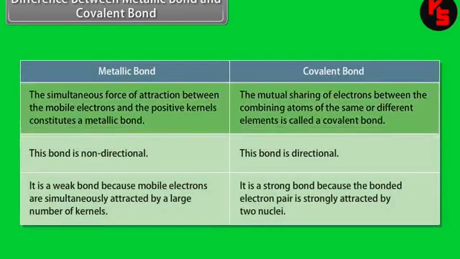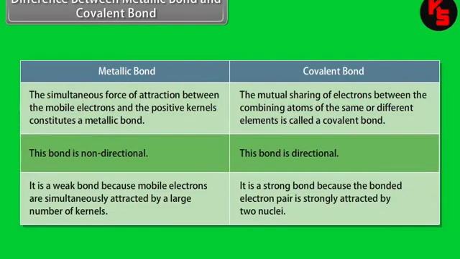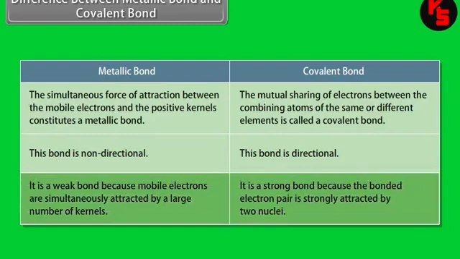Difference between metallic bond and covalent bond. The simultaneous force of attraction between the mobile electrons and the positive kernels constitutes a metallic bond, whereas the mutual sharing of electrons between the combining atoms of the same or different elements is called a covalent bond. Metallic bond is a non-directional, whereas covalent bond is directional. Metallic bond is a weak bond because mobile electrons are simultaneously attracted by a large number of kernels, whereas covalent bond is a strong bond because the bonded electron pair is strongly attracted by two nuclei.